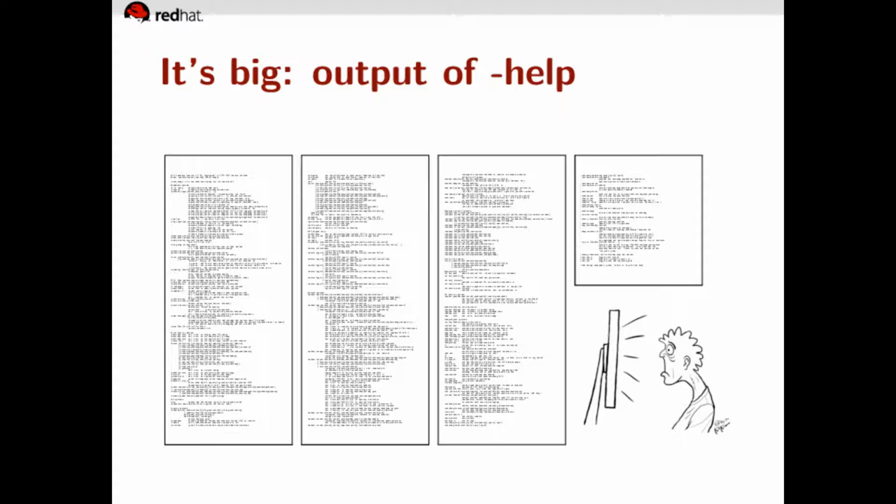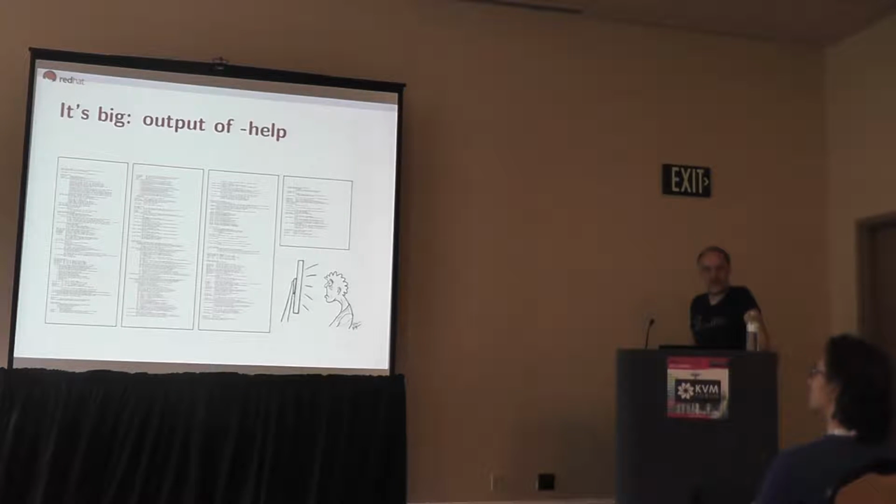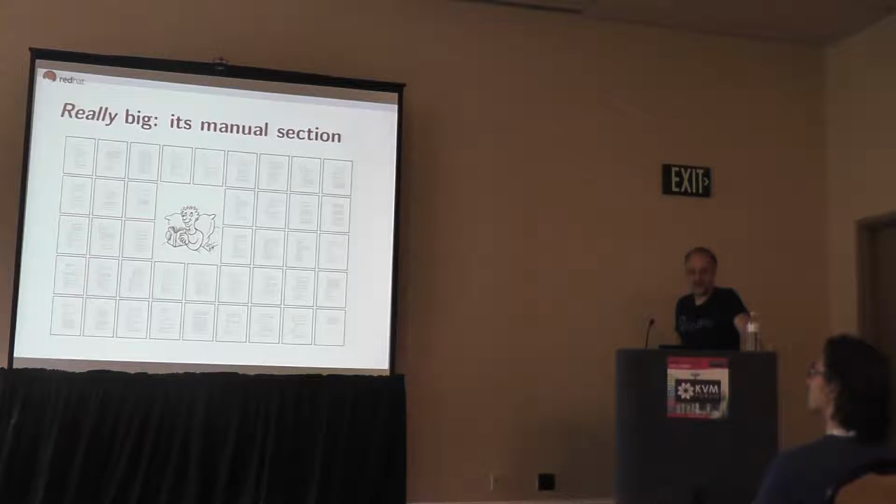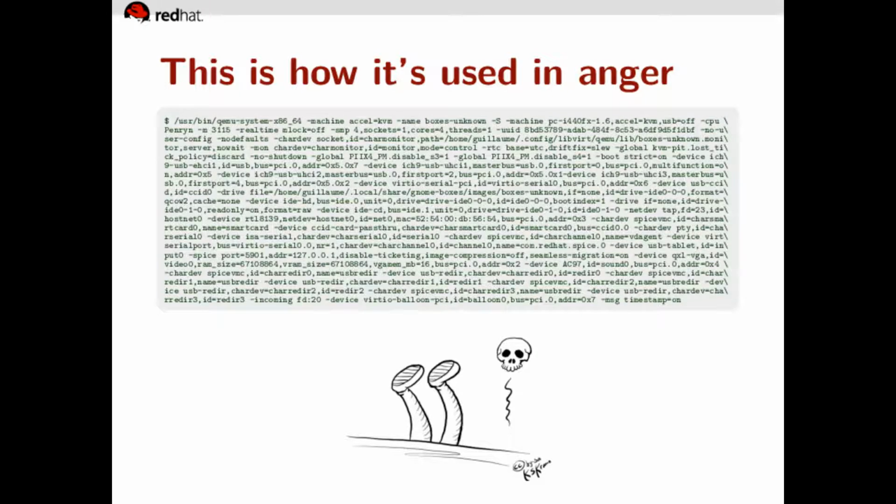It's big. This is the output of dash help, and an artist's impression of a first-time user's reaction to it. Really big. It's a section of the manual dealing with the command line. Makes for good bedtime reading. And this is how it's used in the real world outside.